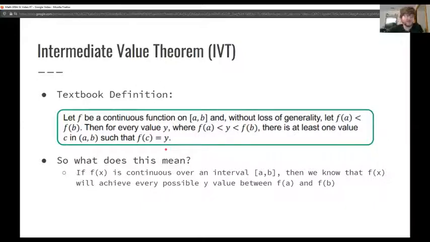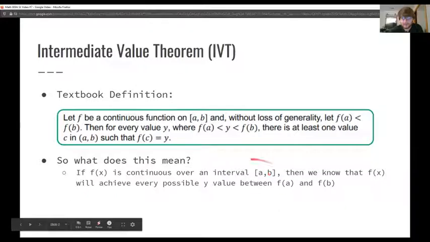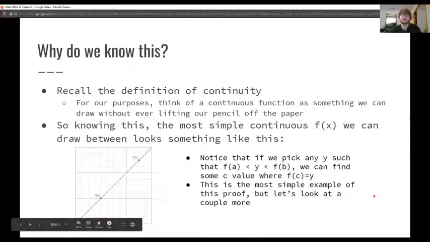Basically, what we can pull from this is that if f(x) is continuous over an interval [a, b], then we know that f(x) will achieve every single y value that's between f(a) and f(b). So why do we know this?